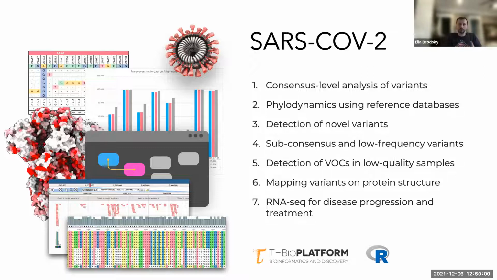So for SARS-CoV-2, a number of different pipelines have been developed over the past couple of years, where primarily we focus on consensus level analysis of variants and phylogenetics, where we understand the relationship between strains. They're now categorized into alpha, beta, gamma, etc. And how are they related to the time course? So how do they change over time, as well as how can we tie them to specific locations?